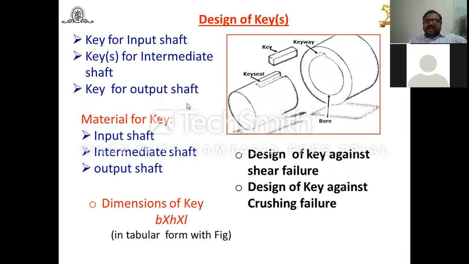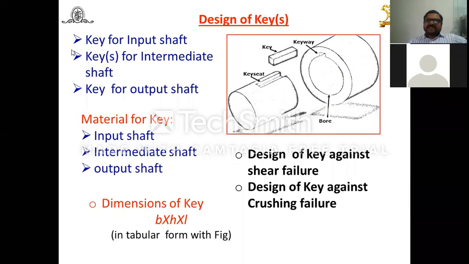So design the key. How the key is designed, we already studied. The key is designed against shear failure and against crushing failure. Again, how to find out the dimensions here? You will find, suppose shear stress is equal to 2 times torque upon dBl, or 4 times torque upon dHl is equal to sigma c, that is crushing stress.